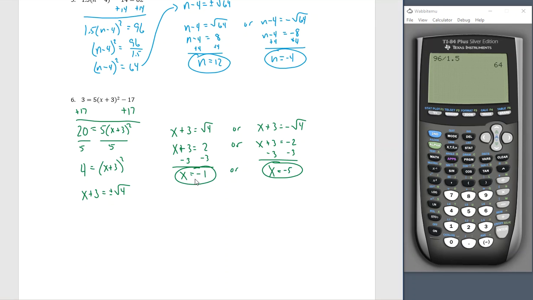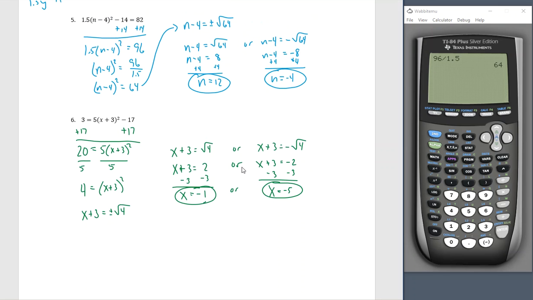x equals negative 5 or x equals negative 1. And you can see that 3 happens to be in the middle of 1 and 5, so it seems reasonable. If this were a vertex, it would be a positive 4. 8 above that is 12. 8 below that is negative 4. If this were a vertex, it would be negative 3. 2 below that is negative 5. 2 above that is negative 1. So a lot of this goes with the vertex form that I talked about in an earlier video.